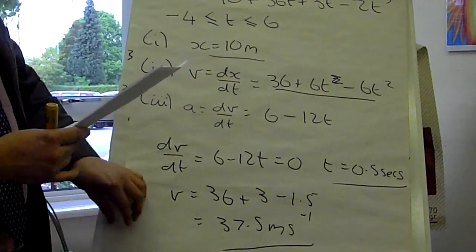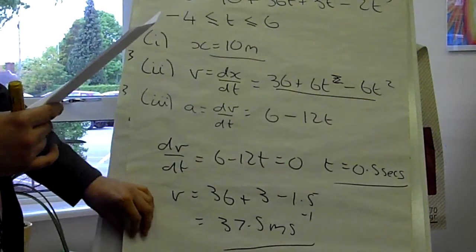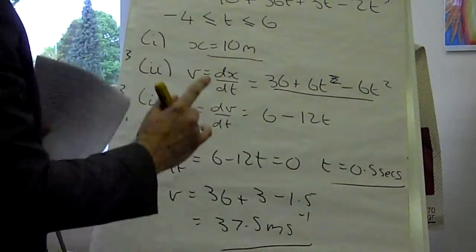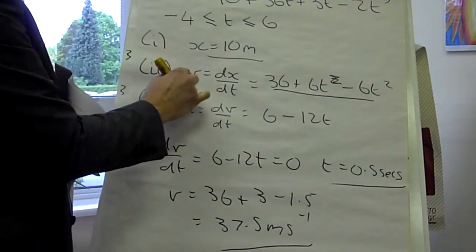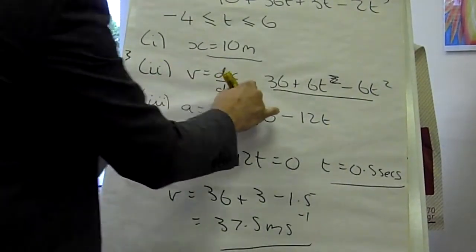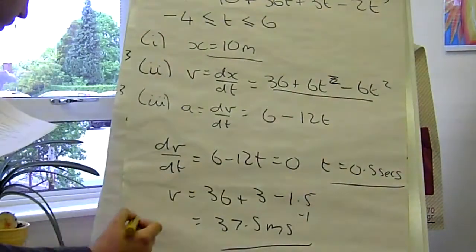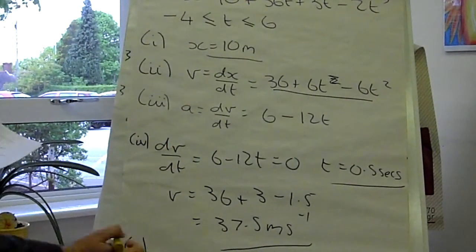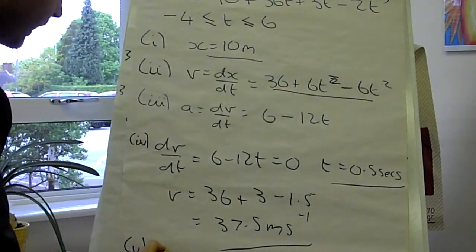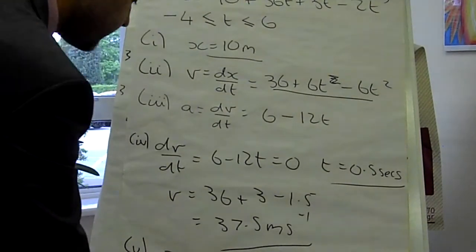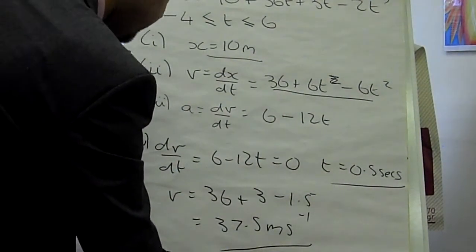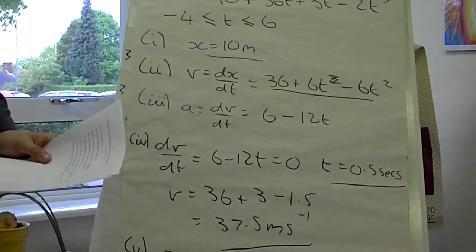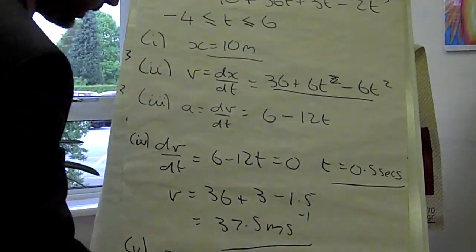Moving on to part 5, show that v equals 0 only when t is minus 2 and t is 3. Well, we can show that v is 0 by putting 0 in place of v. So we put 0 equals this. So if we put v equal to 0, that means we have 36 plus 6t minus 6t squared equals 0. And if we solve this, we get two answers for t. t is equal to minus 2, or t is equal to 3.